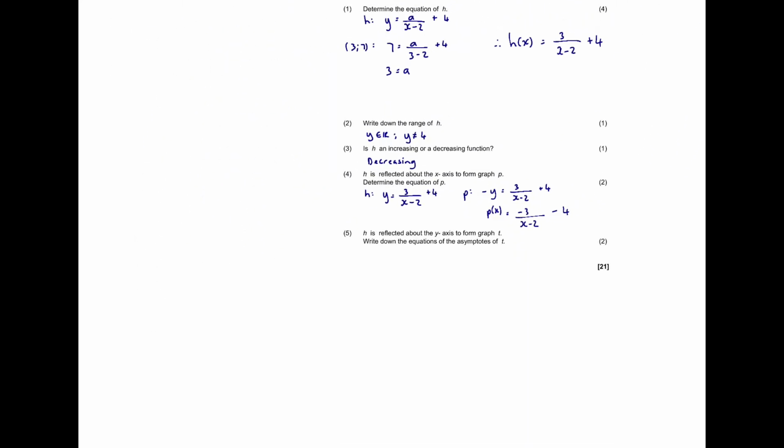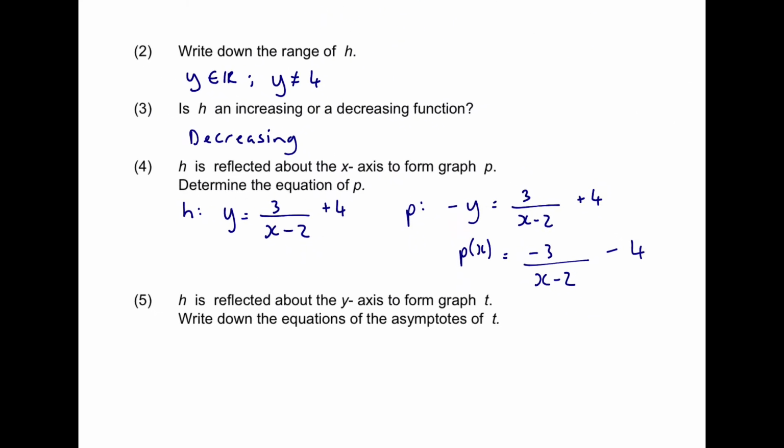All right, so the equation then of the asymptotes, x is negative 2, because that does reflect over the y-axis, but y is still equal to 4. That doesn't change.